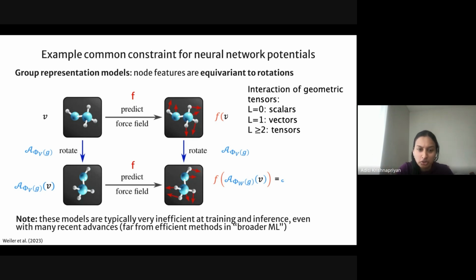One thing to note is that these models are typically very inefficient at training and inference. Even with a lot of recent advances, and we've also worked on trying to make some of the operations in these models faster, they're still really far from the advances in efficiency that we see in broader ML. And it's not just an efficiency question, but also how you improve the expressivity of the model. Maybe these models are actually too constrained in some ways, and that's inhibiting other properties we can exploit from how we build neural networks in general.